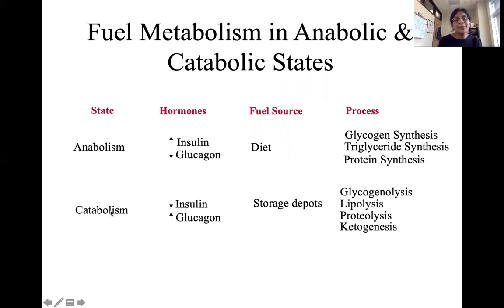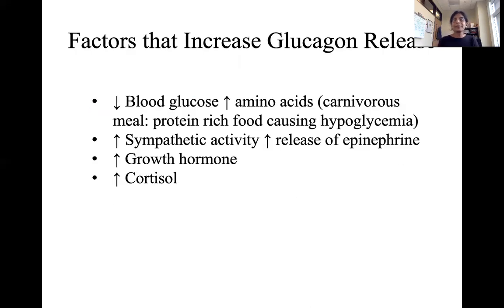A catabolic event is when you have to think about the post-absorptive state or a fasting state, when there will be less insulin and more glucagon, and that's where you're tapping into the storage depot of nutrients. So that's where you expect glycogenolysis, lipolysis, proteolysis, ketogenesis, etc. Okay, so good. So that is what you expect at two different states in the body.